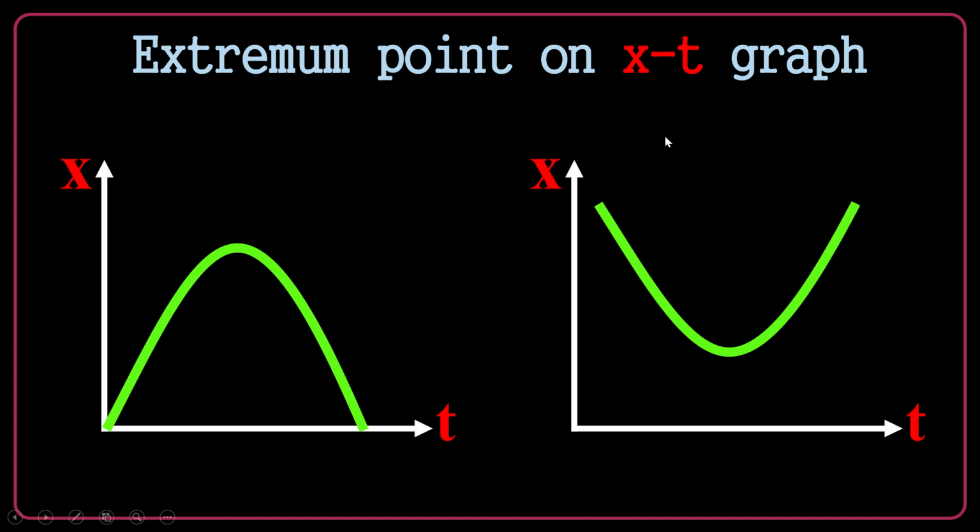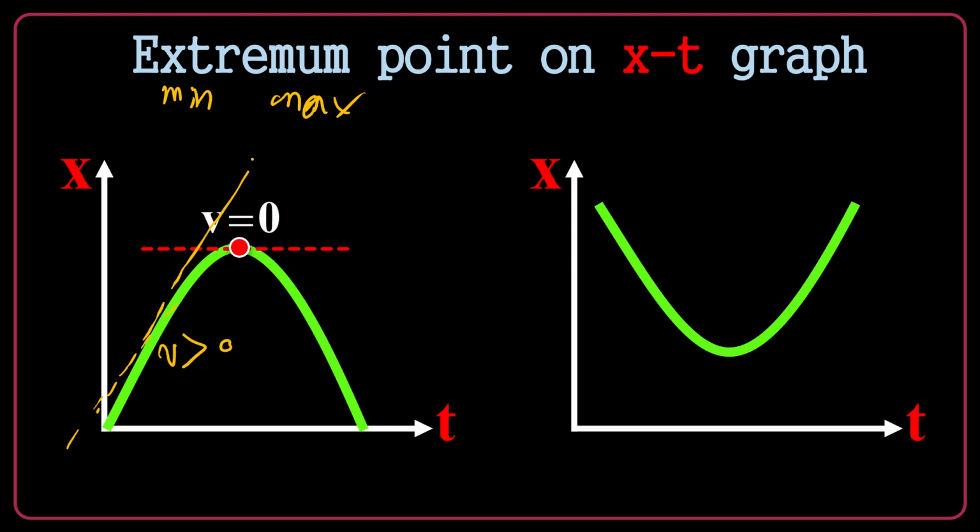Extremum points on the x-t graph. Extremum means minimum or maximum. Look at the first one, the left one. Here I see the graph is ascending and the velocity is positive, because if I draw a tangent line, it has positive slope. At the maximum point, the velocity is 0 because there is no slope.